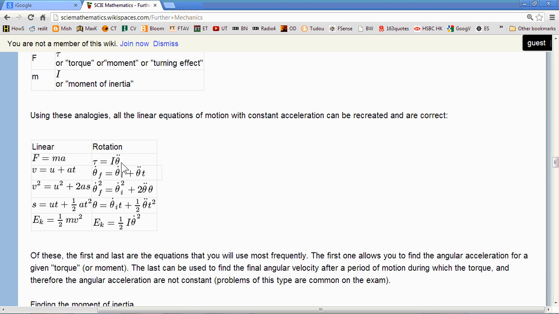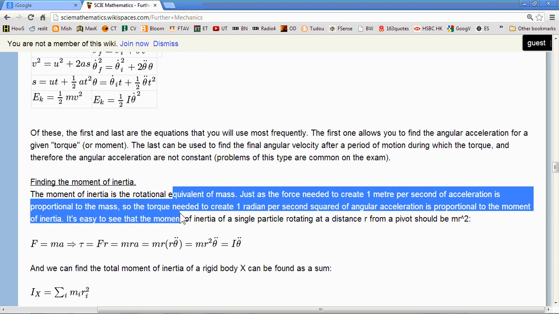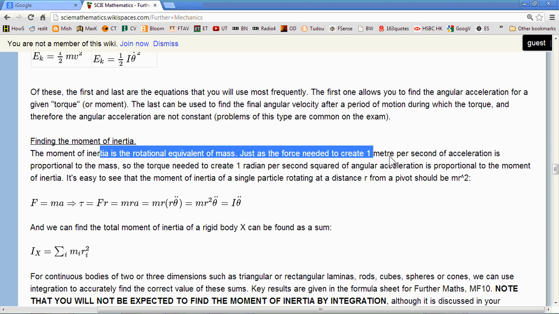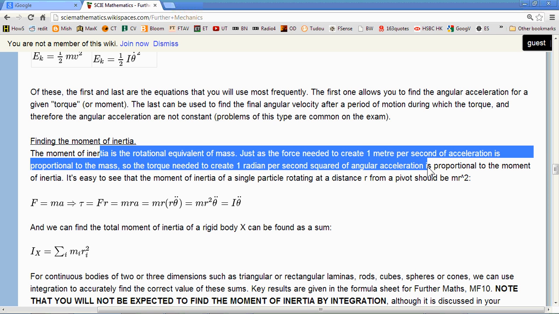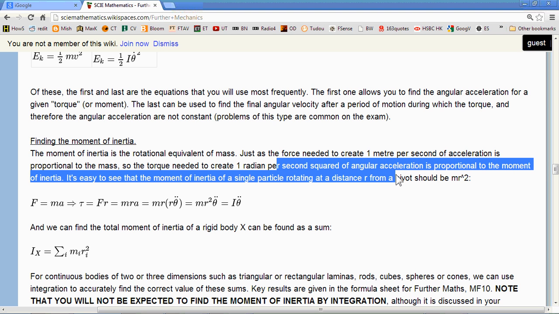I'm not obviously going to try and prove in any sense what torque equals I theta double dot means, but I'm going to give a little toy proof, a kind of illustration of why the concept makes sense. The moment of inertia is the rotational equivalent of mass. Just as the force needed to create 1 meter per second squared of acceleration is proportional to the mass, so the torque needed to create 1 radian per second squared of angular acceleration is also proportional to something. And that something is not mass, but moment of inertia.